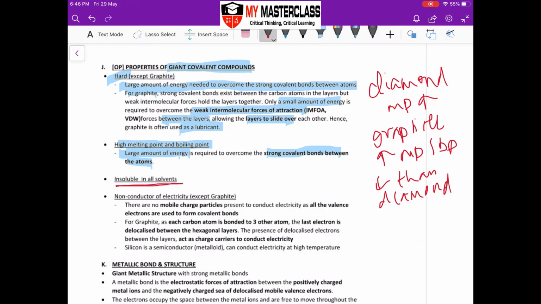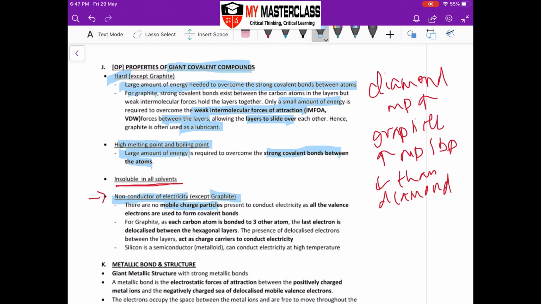Especially your giant covalent structures, they cannot dissolve in all solvents. Next one, electrical conductivity. Because covalent compounds share electrons, they are non-conductors of electricity. But for graphite, what is going to happen? Recall, to conduct electricity, I need to have what we call mobile charge carriers, or mobile charged particles. There are no mobile charged particles because they all form covalent bonds. The electrons are all used up for bonding, for sharing.